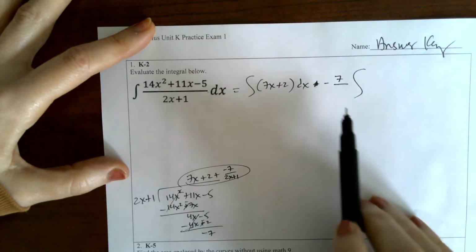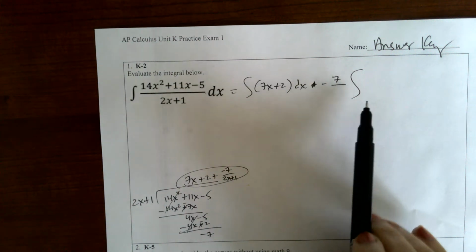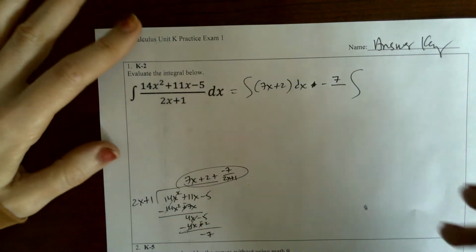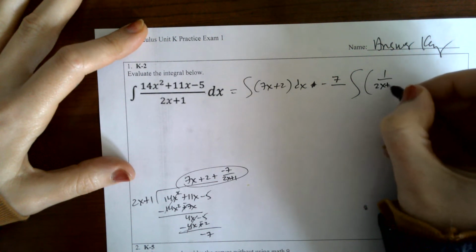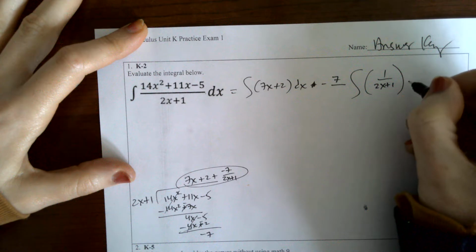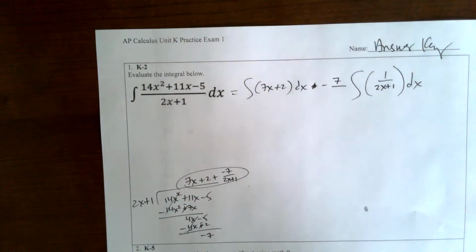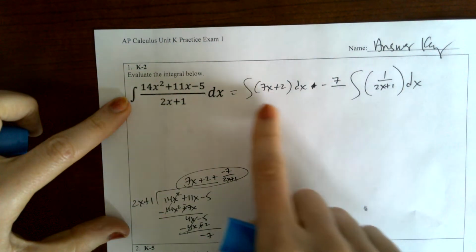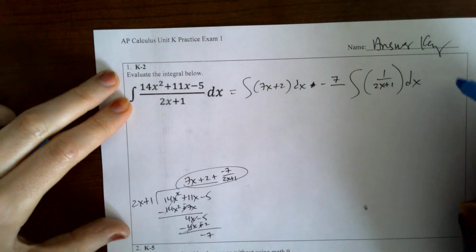And I'm going to leave a space for a denominator, because I'm going to need to do f prime over f. I need to use that formula here. So I might have to write something in that denominator. Okay. So now, for this part, this is just going to be a regular antiderivative. This one here, I've got to use f prime over f.